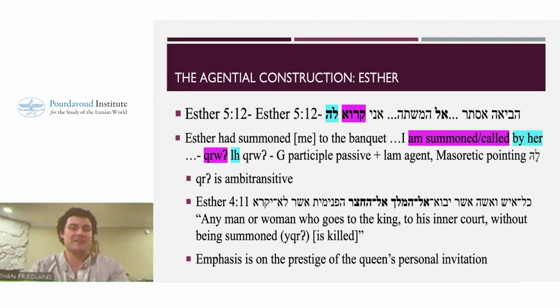The same ale is used in our passage here, 5:12. "Queen Esther summoned none other than me to the banquet, and I am summoned by her." Within the story of Esther, the queen's agency and her waxing control over the court is a central theme, hence why she is so central in this passage and really all the passages beginning in, I think, Esther 5. And that's why I suggest that she is the agent here rather than the passive recipient of this construction.